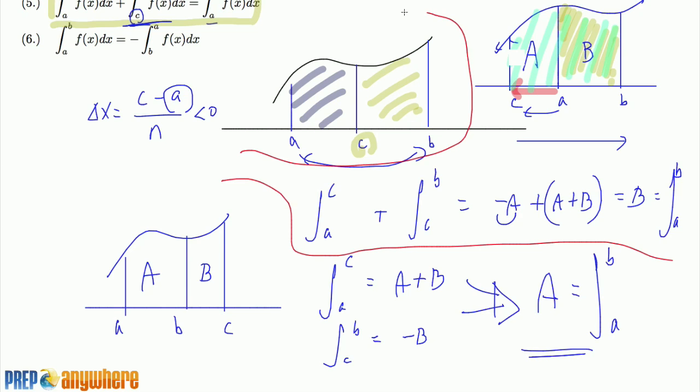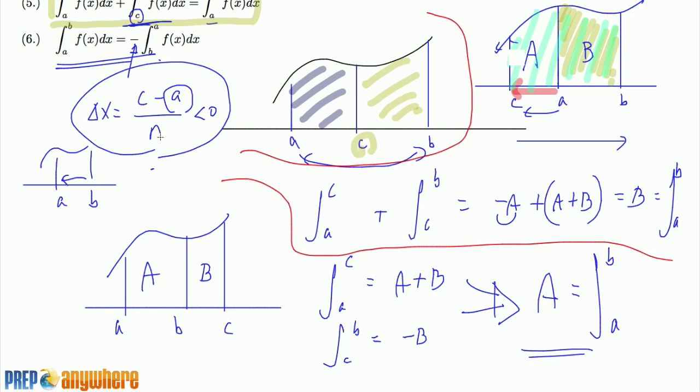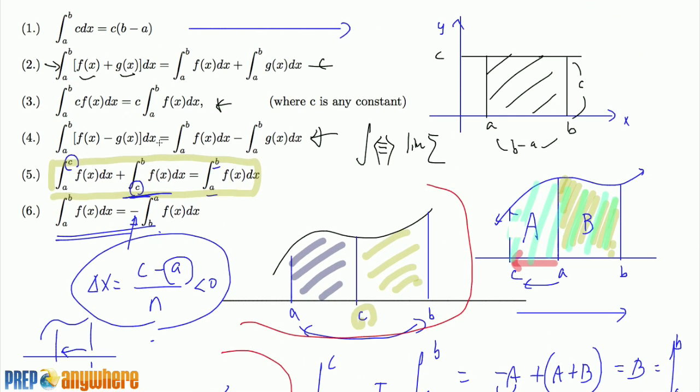Okay, so the last property, property 6, I actually just talked about it. Remember I said we all agree that if you integrate from b to a, it's going to be the negative of a to b, right? So if you want them to equal each other, you've got to multiply this one by negative 1. It's the discussion of what happens if you integrate backwards, b to a, this way. Same area, but negative area, because of delta x being negative. Okay, so you understand all the integral properties from 1 to 6.